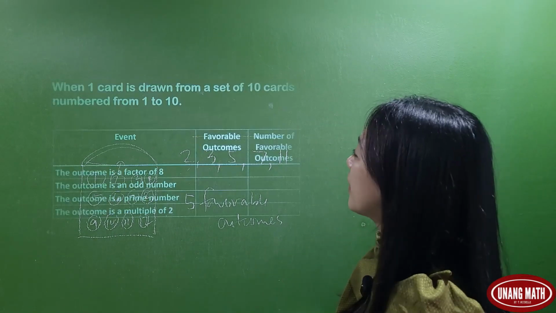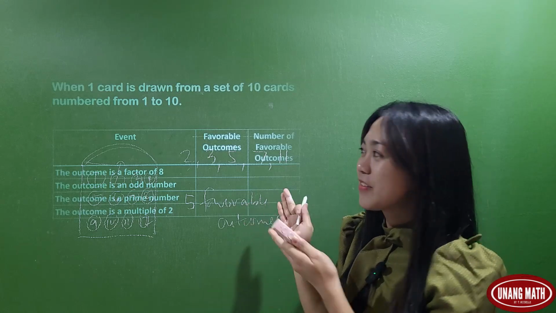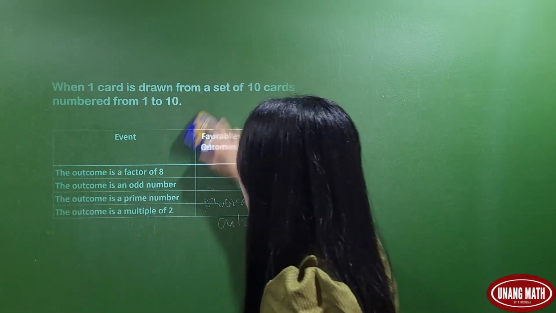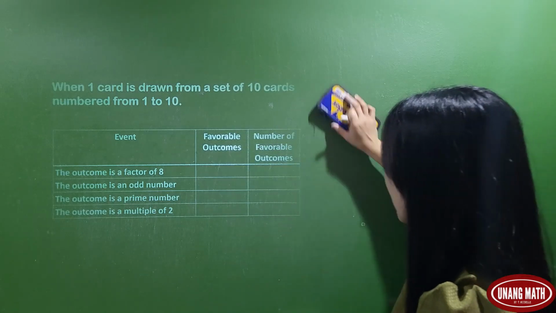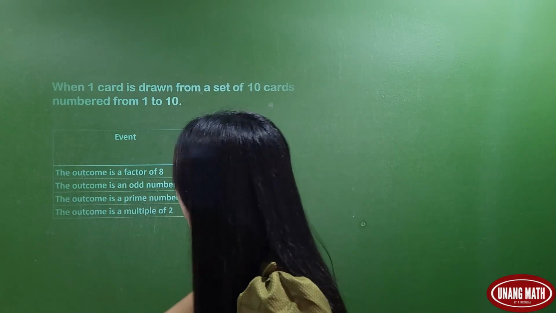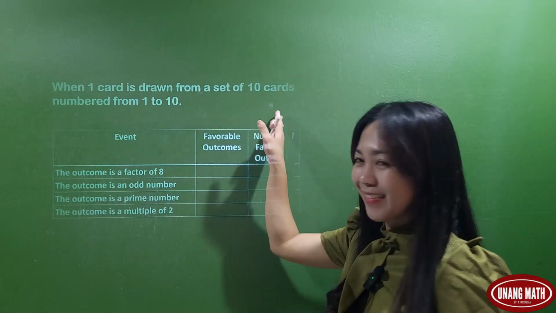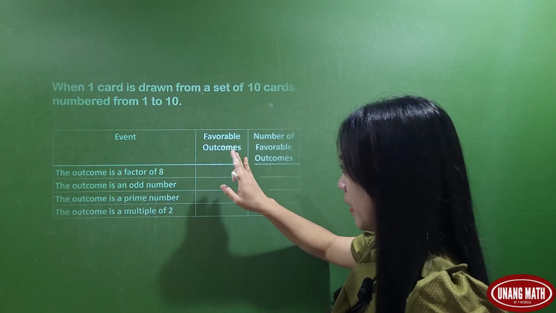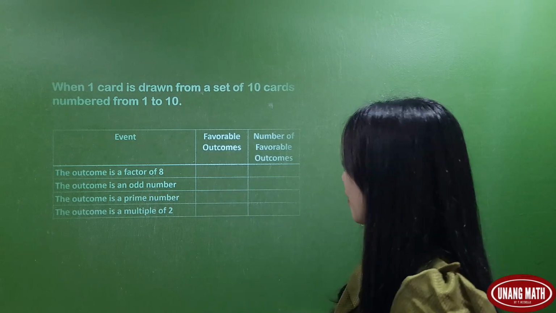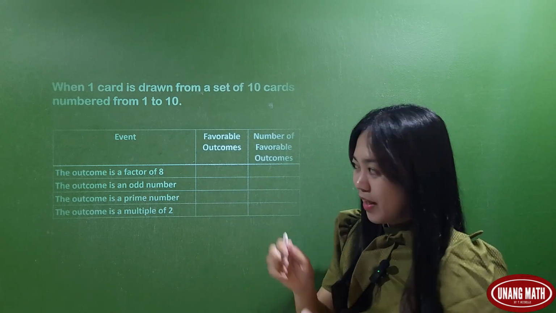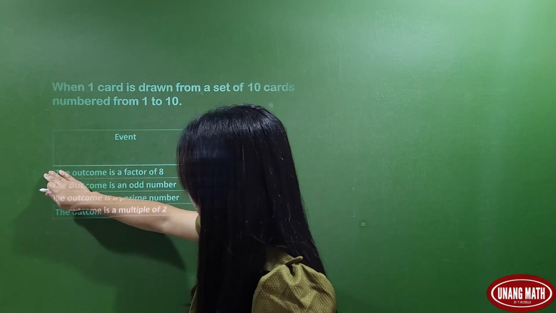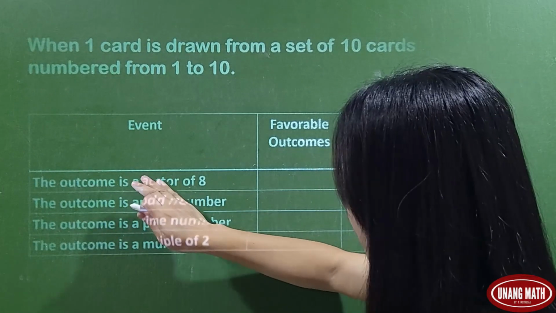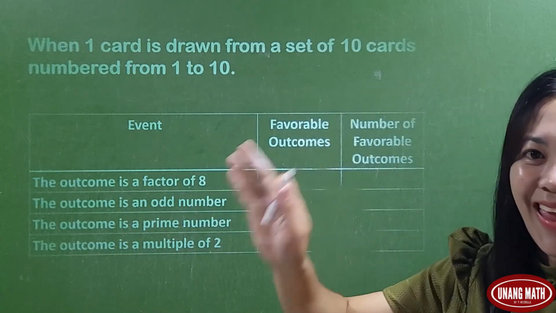Okay, now let's answer this simple question or problem. When one card is drawn from a set of 10 cards numbered from 1 to 10, these are the events. What are those favorable outcomes and the number of favorable outcomes? Let's start with the first event or condition: the outcome is a factor of 8.